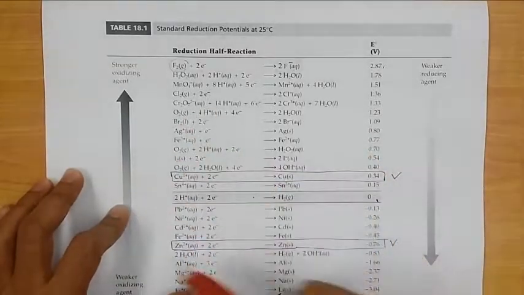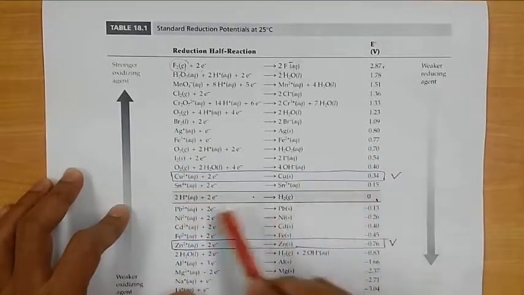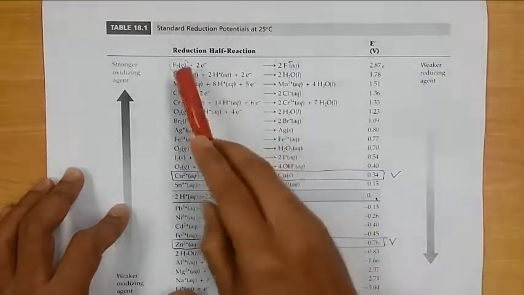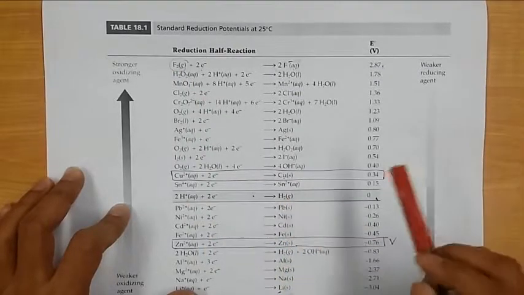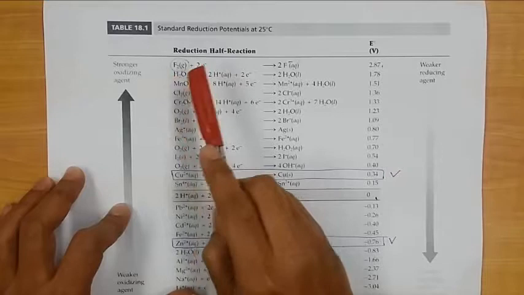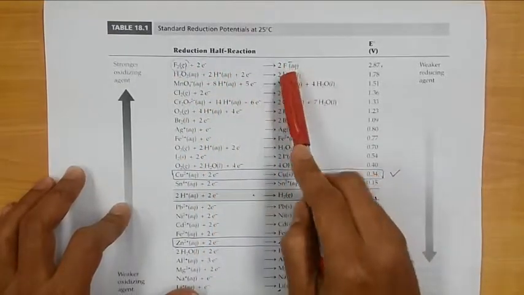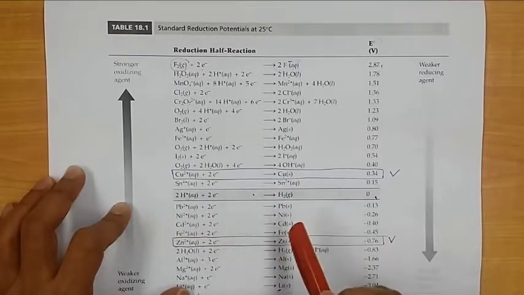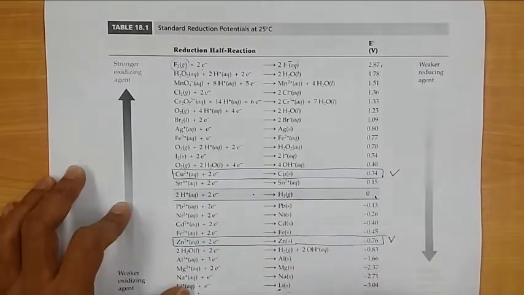So this table is referenced to hydrogen. The half cell reaction of hydrogen is 0. These are all presented as reduction reactions, right? Some element plus electrons becoming the reduced state of that element. They are all plus-electron reactions, reduction reactions.